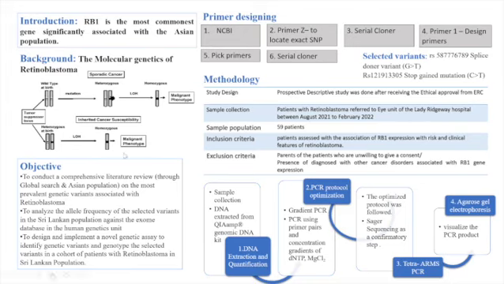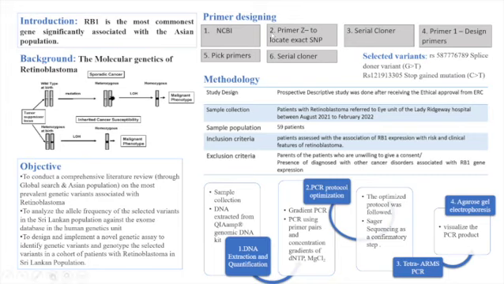The objective is to conduct a comprehensive literature search through global search and Asian population, to analyze the allele frequency of the selected variants in the Sri Lankan population, and to design and implement a novel genetic assay to identify the genetic variants in the Sri Lankan population.